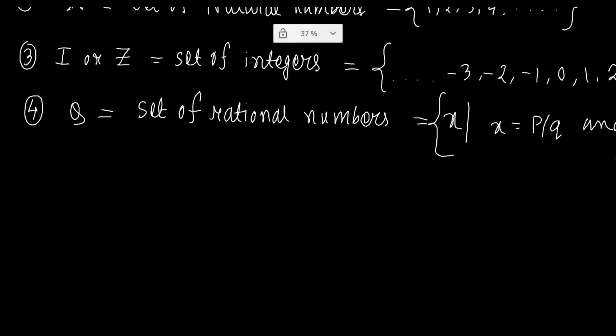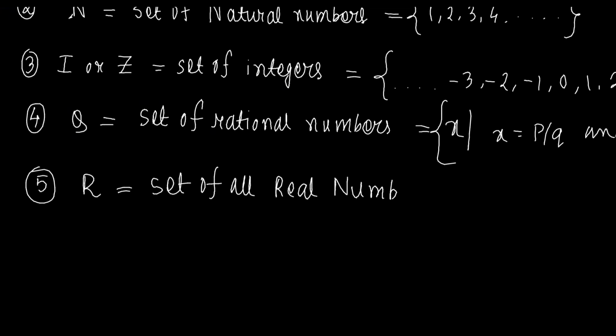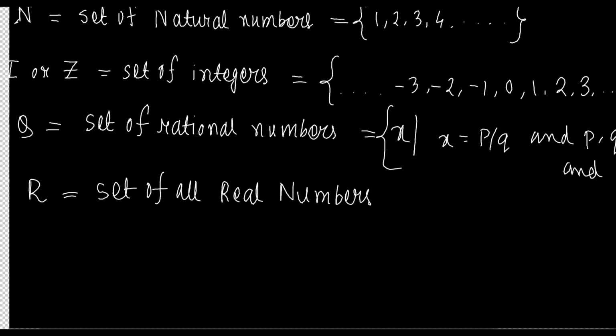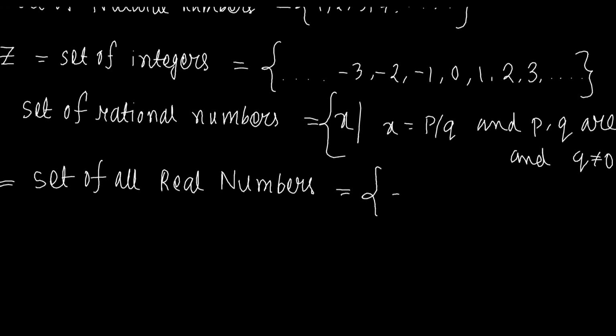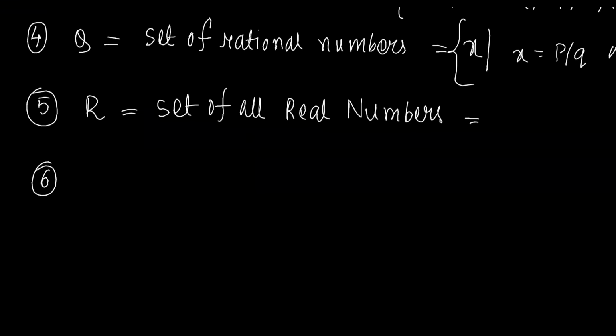Now the fifth one that we have is the set of all real numbers, and it is denoted by capital R. So this is the set of all real numbers, that is, we have from -infinity to infinity, all the numbers, all the real numbers.